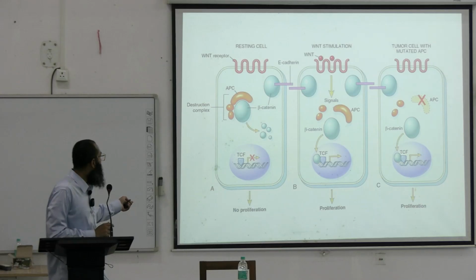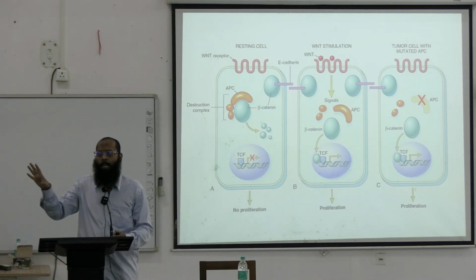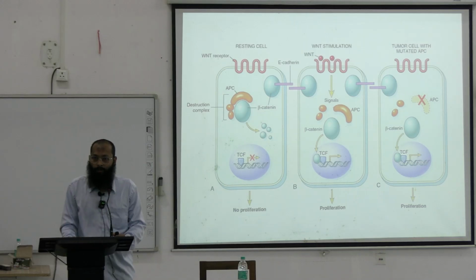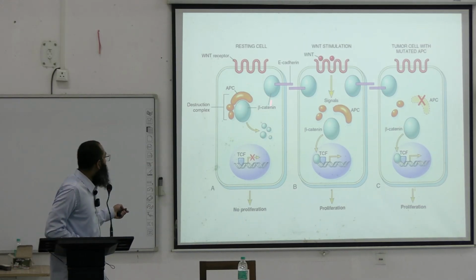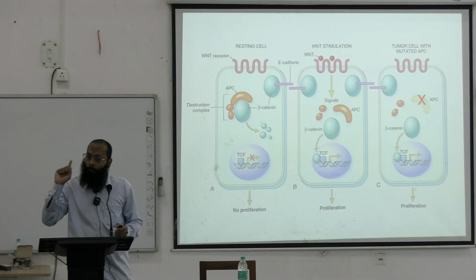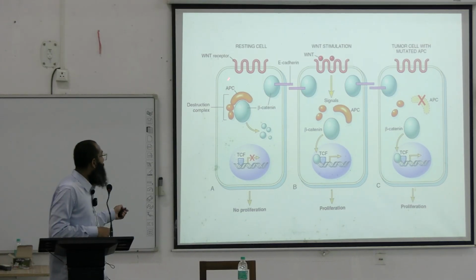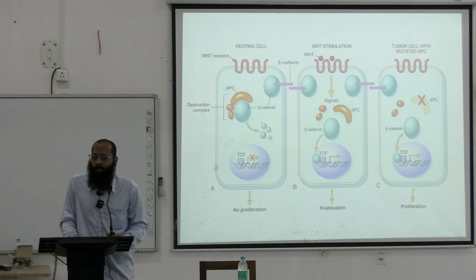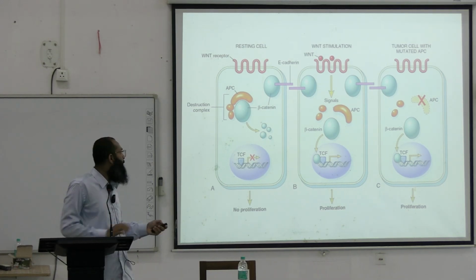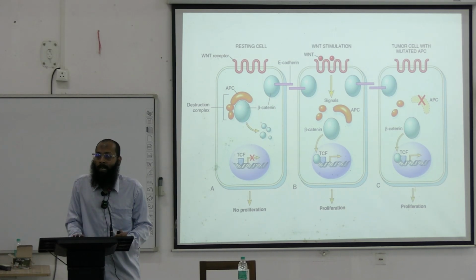Clear? The rest of the 50% beta-catenin is associated with the APC protein and other protein complexes. There is not a single APC protein, there are other proteins too, but APC is the major protein there. Beta-catenin forms a complex with the APC protein, and this complex is destroyed. Clear? So, in the resting state, what is the cell doing?